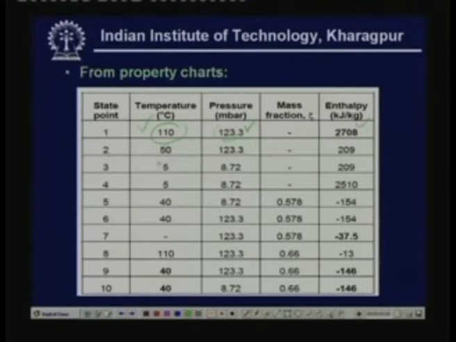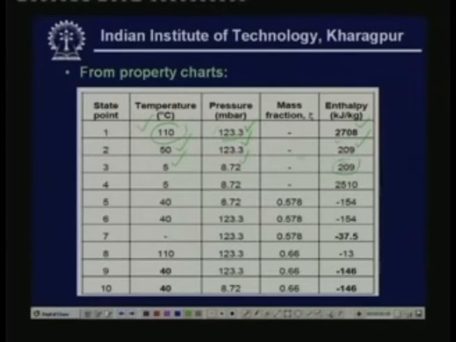Point 2 is the exit of the condenser, as I have already discussed. It is saturated liquid. So, we know the temperature to be 50 degrees centigrade and the pressure is the saturation pressure at 50 degrees, which is equal to 123.3 millibar. From this you find the enthalpy is equal to 209 kilojoule per kg. Point 3 is the exit of the expansion device. The temperature is the same as the evaporator temperature, the pressure is equal to the evaporator pressure, and the enthalpy is the same as the inlet enthalpy, which is equal to 209.